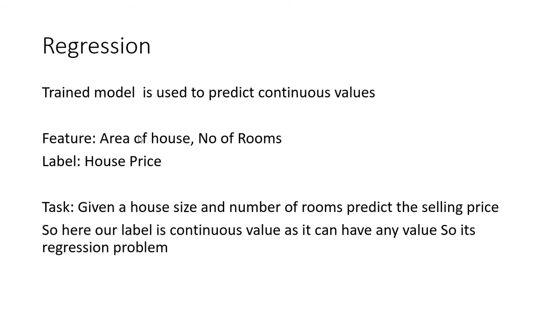Now let's look at the regression problem. Suppose that we are training a model to predict house price. We have features like the area of the house and the number of rooms, and our label is the house price. Here the house price can have any value like $300, $10,000 or any other value. So it's a regression problem. Our task is, given a house size and number of rooms, predict the selling price. Here our label is a continuous value as it can have any value, so it's a regression problem.